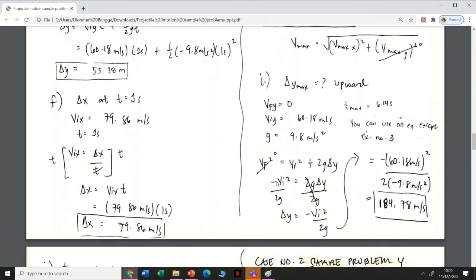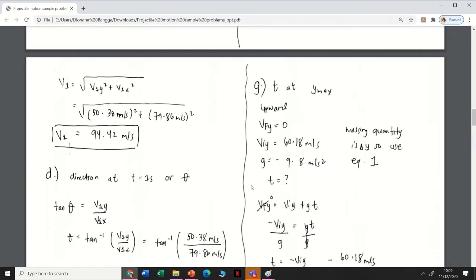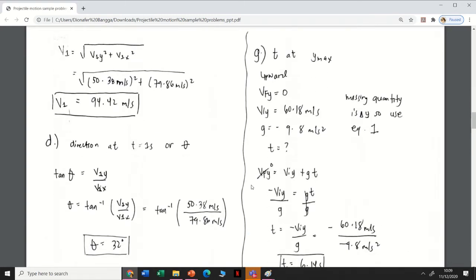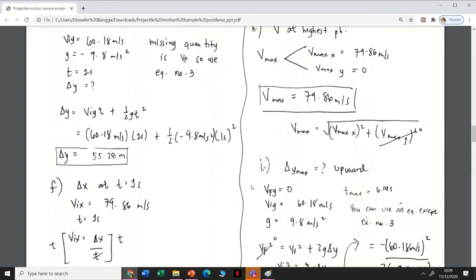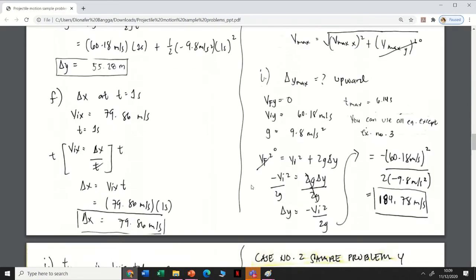Now, moving on with letter I, we are expected to solve now for the maximum height. A while ago, for letter G, we solved for the time it would take to reach the maximum height. For letter H, we solved for the velocity of the projectile at the maximum height. Now, for letter I, we will be solving for the height in terms of the vertical axis, or the maximum height that the object reached at that point. So what is the value of that height when it reached the maximum height? So delta y max is what we are looking for in letter I.